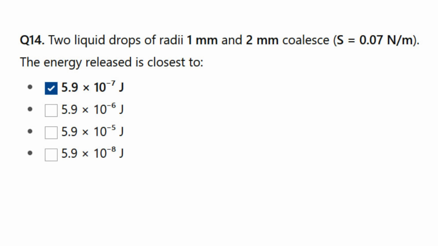They are given four options, out of which the first option, that is 5.9 into 10 power minus 7 joule, is the correct answer. Let us discuss how this problem can be solved. Before discussing the problem, let us try to understand the concept behind this.